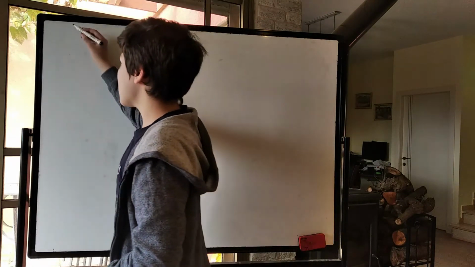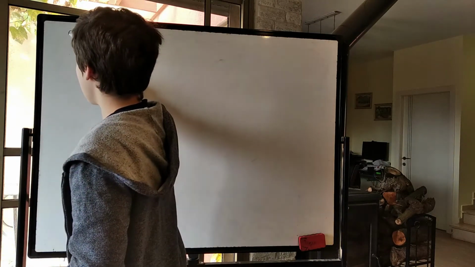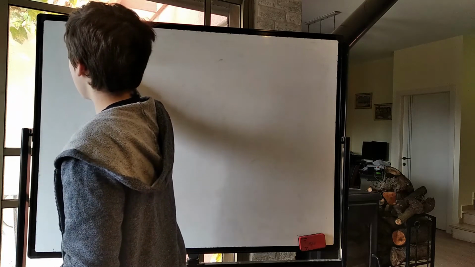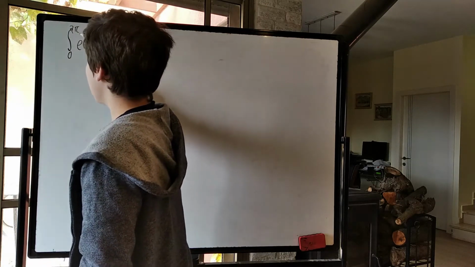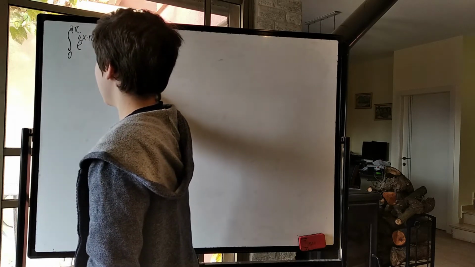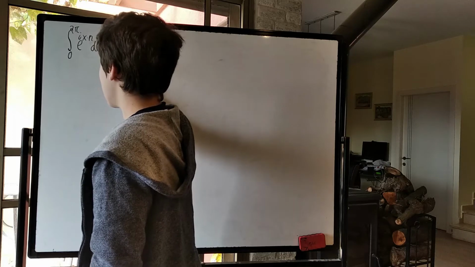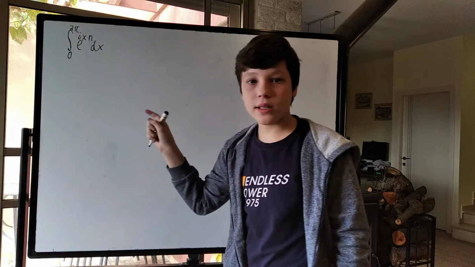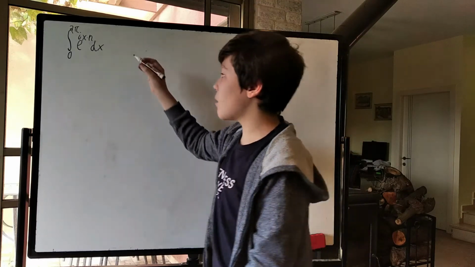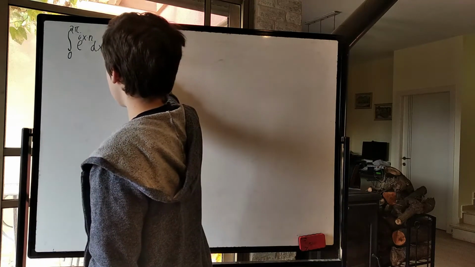The second thing we want to see is the integral from 0 to 2 pi of e to the i x times n dx. What is this going to equal to? Well, this is actually going to have to break down into two cases.